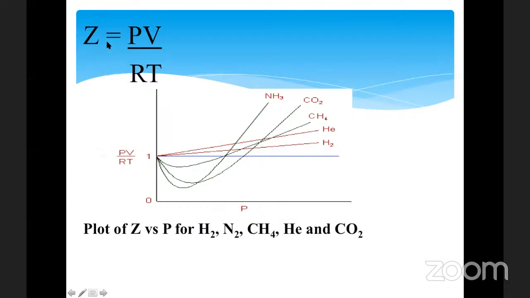So the compressibility factor is depicted by a symbol. We use the symbol Z to represent compression factor, and the formula is Z equals PV over RT. Now, PV equals RT. We have some gases here, and we are plotting their PV over RT against pressure.